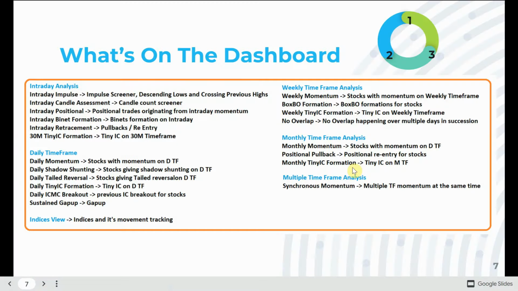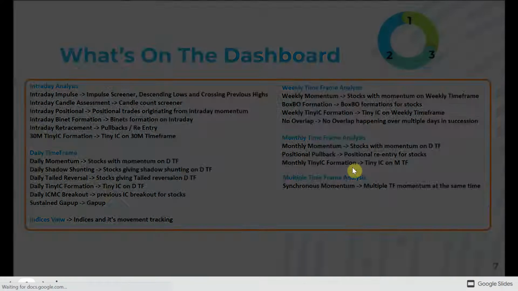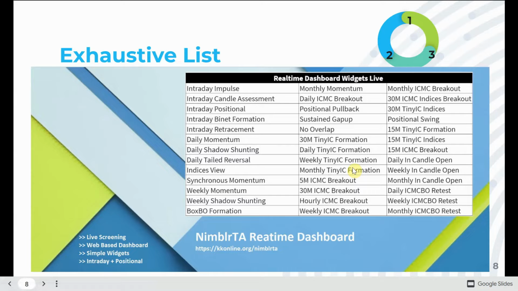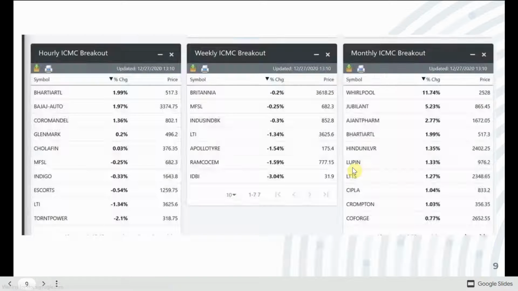What's on the dashboard? The dashboard will be divided into different categories. There are multiple widgets, for example, intraday basis, daily analysis basis, positional basis, there are overnight positions which have been added, and other widgets. This is an exhaustive list which is even growing. At one time we had around 35 or so. Right now, we have more than 45 widgets on the system.